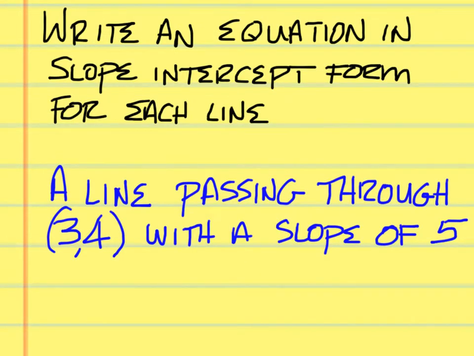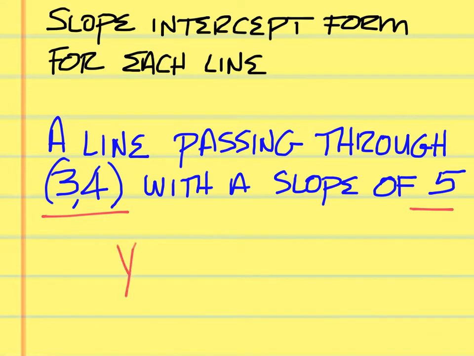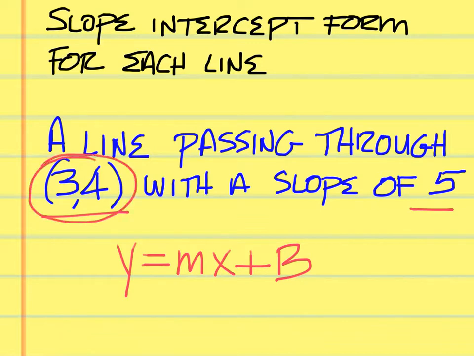I have a line passing through 3, 4 on a graph, and it has a slope of 5. If I know that there's a line passing through 3, 4, and it has a slope of 5, I can use this form, y equals mx plus b, to figure out what the equation of that line is. The first thing is to fill in the information that's given to you. This, 3, 4, a coordinate, is expressed in xy form.